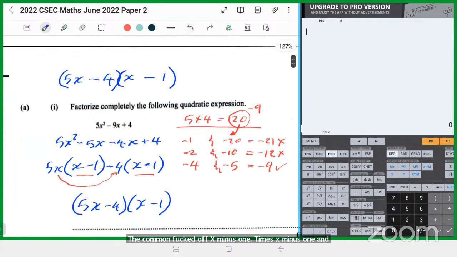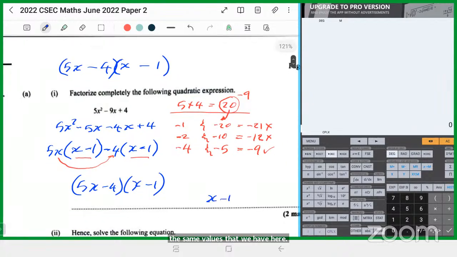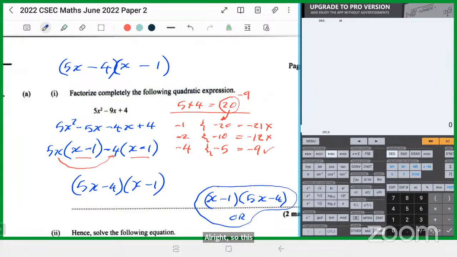And if you did it the other way and got x minus 1 in front, no problem. Same thing. That is still correct. So it's this or this. All right, so this would work as well. Same answer. We get them that way around.